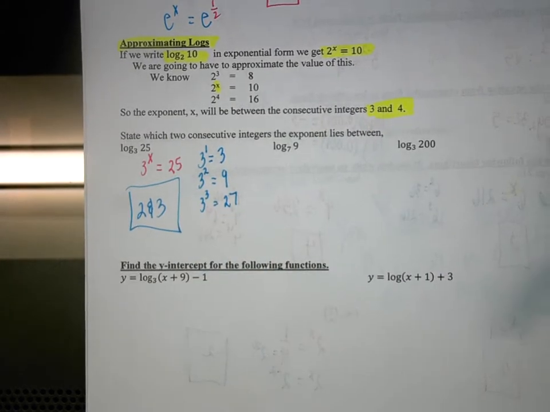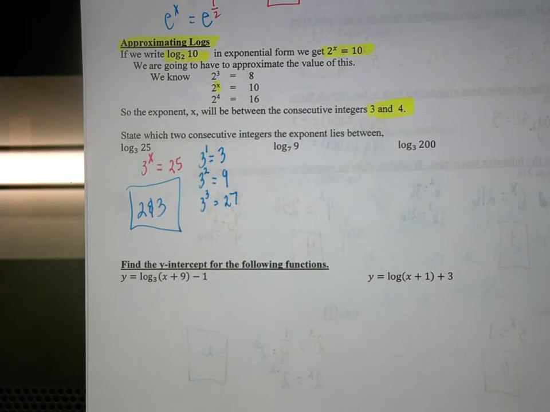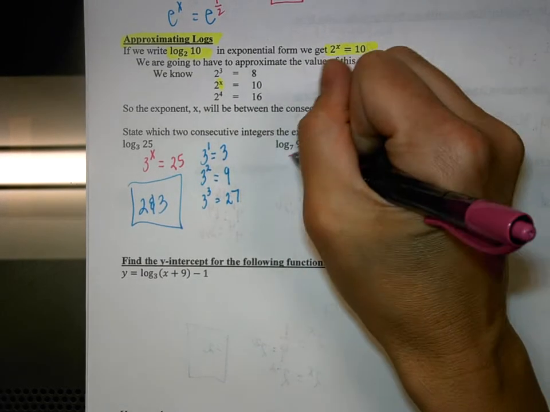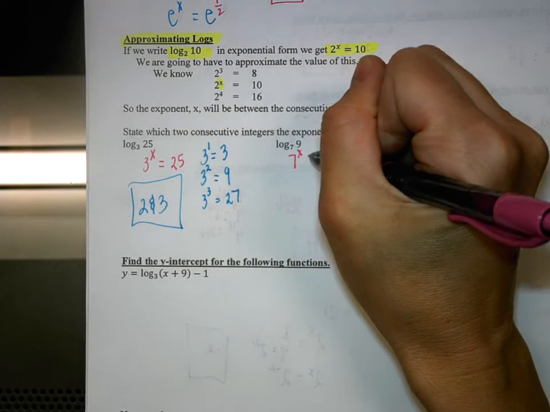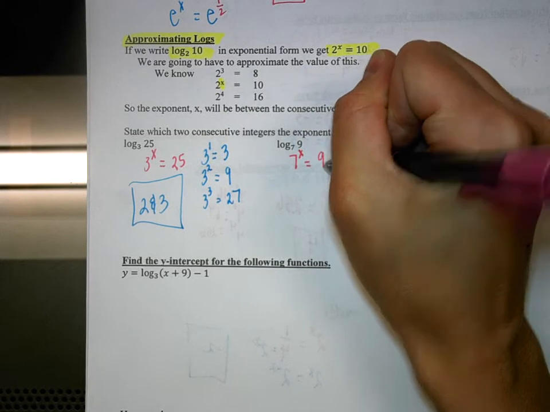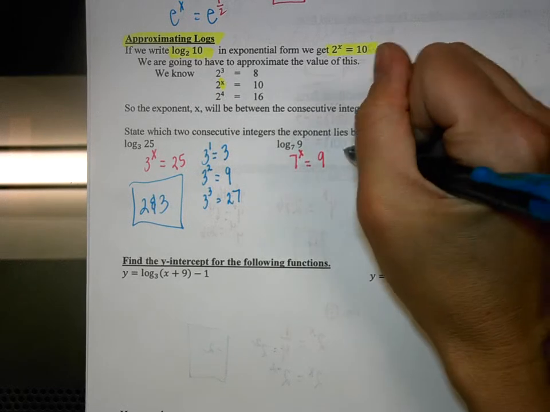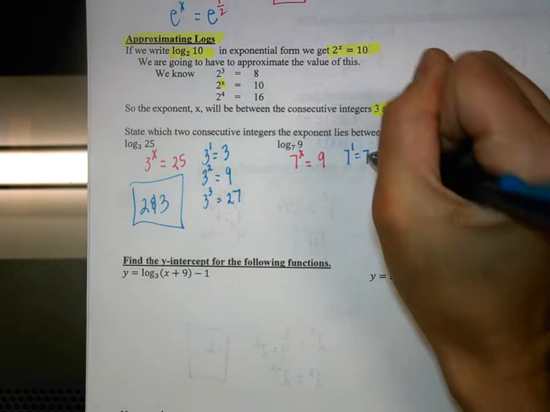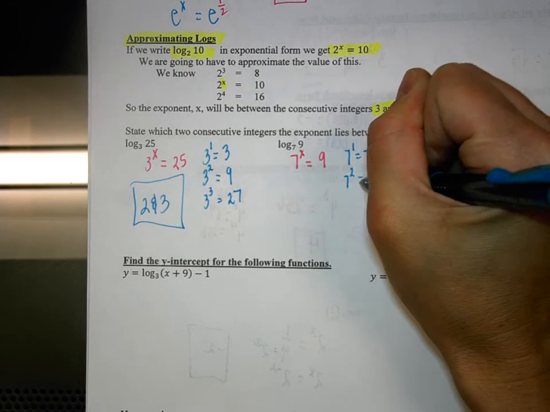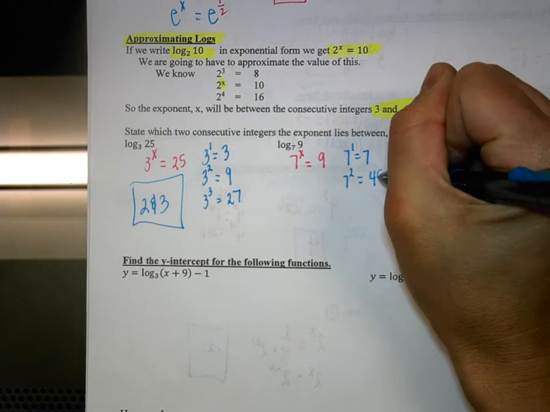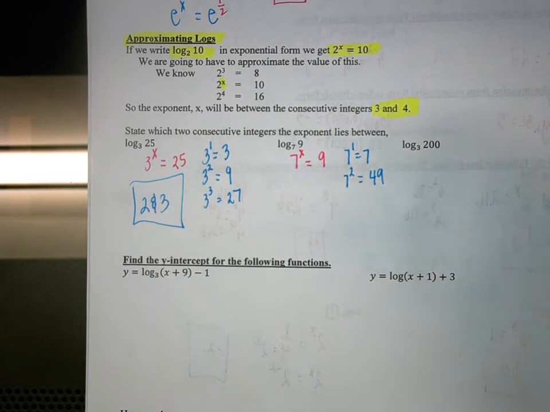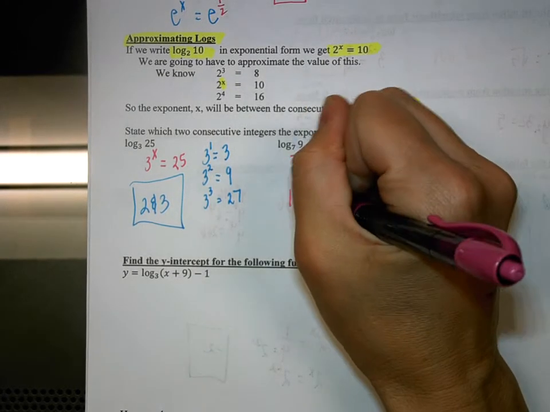Okay, on the next one, how would I rewrite that problem? 7 to what power equals 9? You have to rewrite it, so we'll just answer one. You can just answer them, that's fine. 7 to the first is 7. 7 to the second is 49. And so this answer is between 1 and 2. I know that one was really tough.